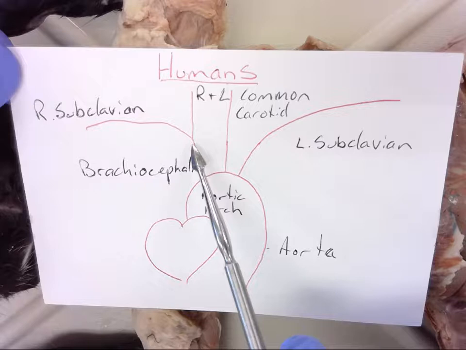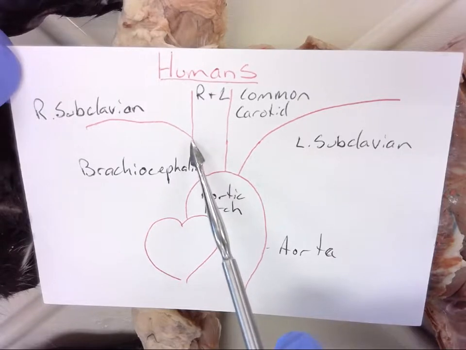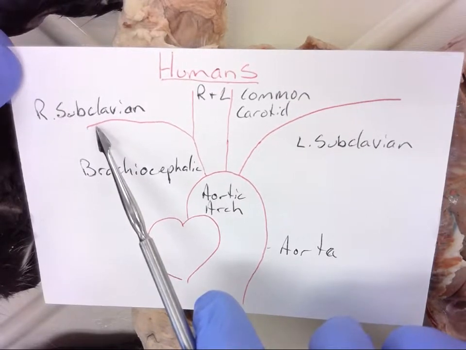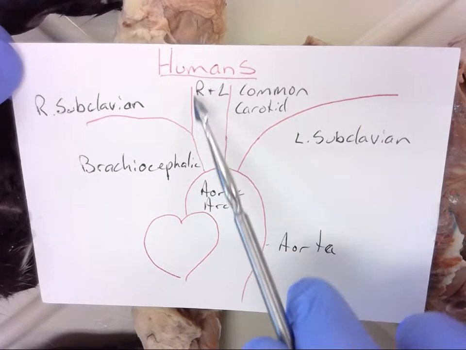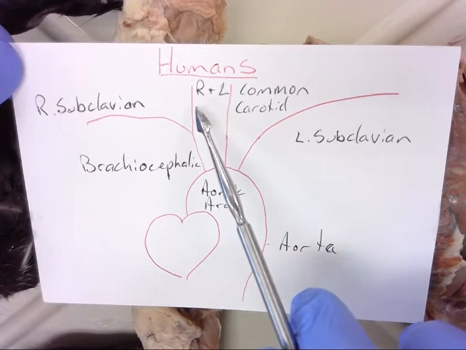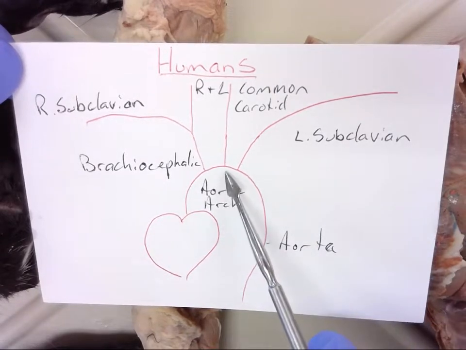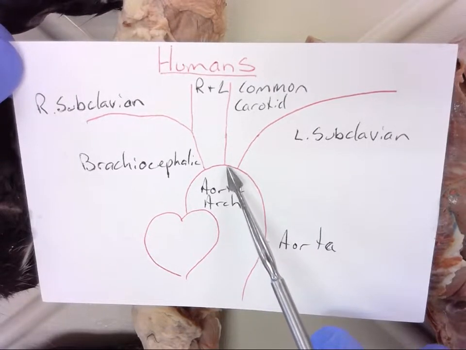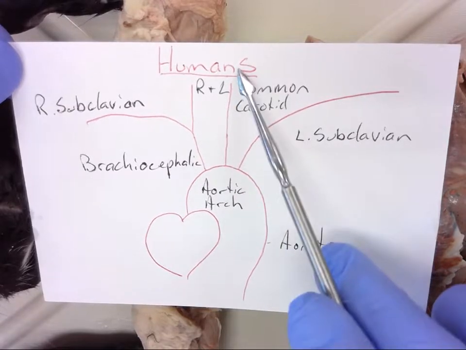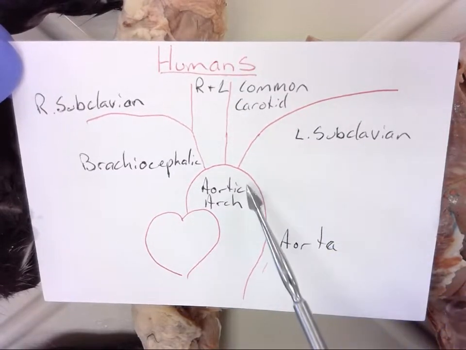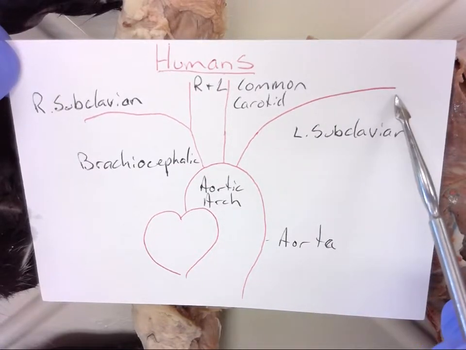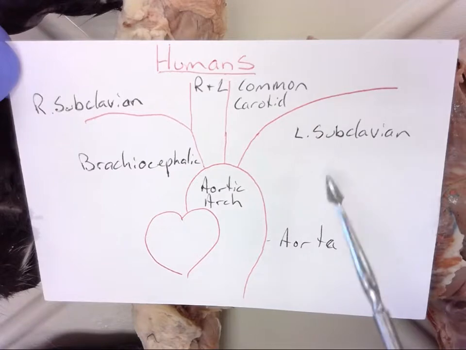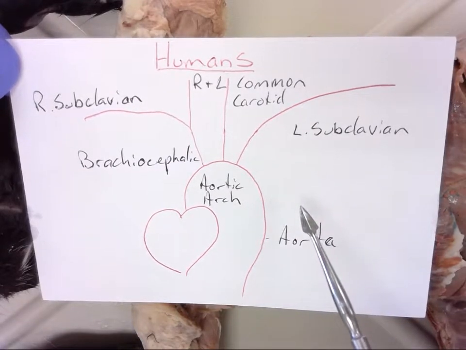It's a very short vessel before it branches. It is going to branch off into the right subclavian, going out to the arm underneath the clavicle, and it is going to go up to the head via the right common carotid. Our second branch is the left common carotid, and it is going to go up individually by itself up to the head. And then just the next branch just off here is going to be the left subclavian. It is going to take blood down to the left arm underneath the clavicle.